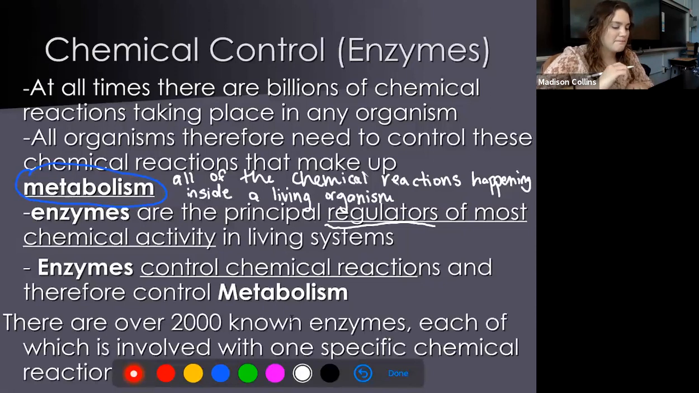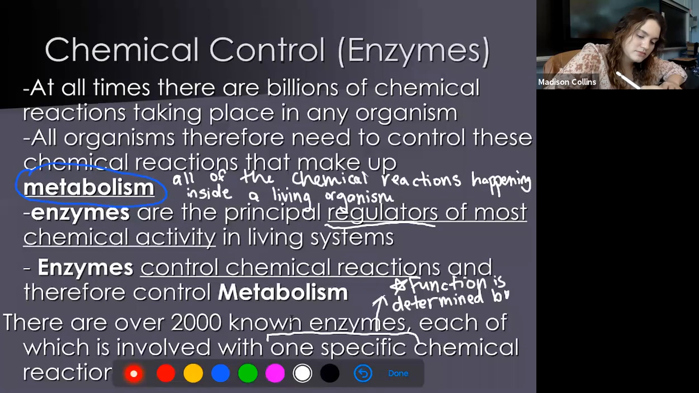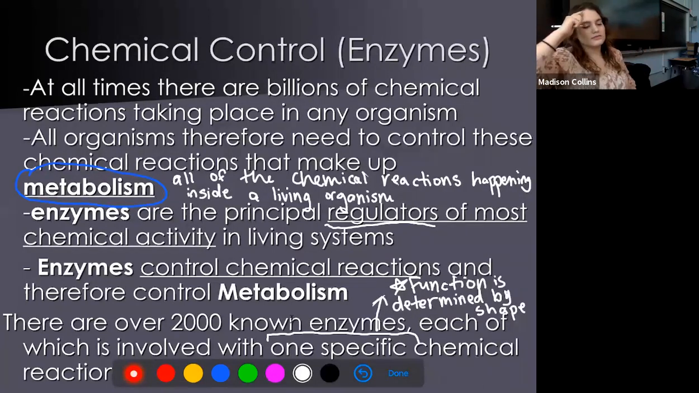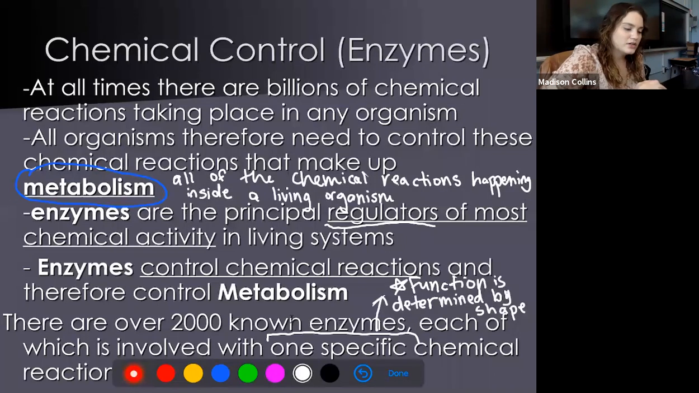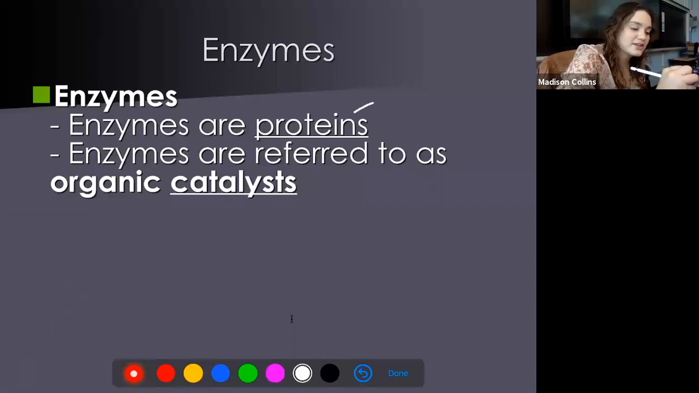All right. There are over 2,000 known enzymes, each of which is involved with one specific chemical reaction. So this is actually super important. So each enzyme has one job, and that one specific chemical reaction is determined by their shape. So their function is actually determined by their shape. Okay, moving on. So what else do we need to know? We need to know that enzymes are proteins. So because they are proteins, that means they are made up of amino acids.